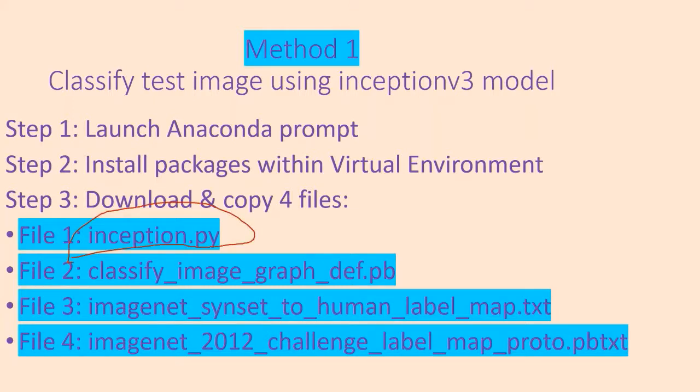The first one is inception.py. This is the main Python script which you will execute for classification. Along with that, you need 3 more files. You can get all these files from the GitHub repository, or in the description page I have given a Google Drive link, so you can also download these files.